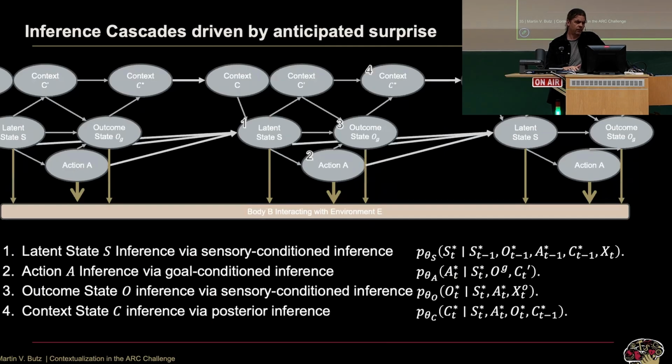Yeah. So it's always latent state inference, perceptual inference, action, monitoring the outcome, and then inferring retrospectively a contextual state that would have been better to represent the whole thing that currently unfolded. Yeah. And then I can do this over time.